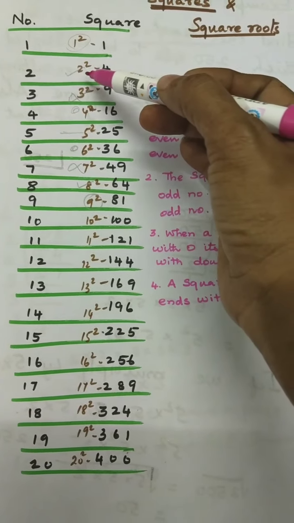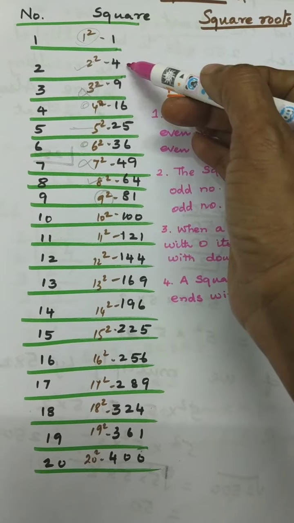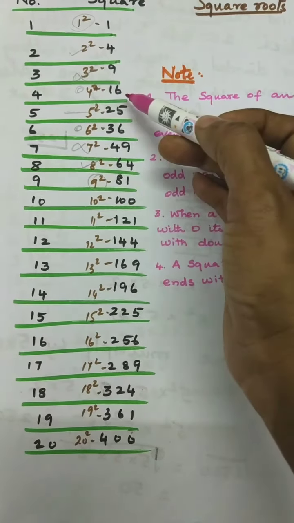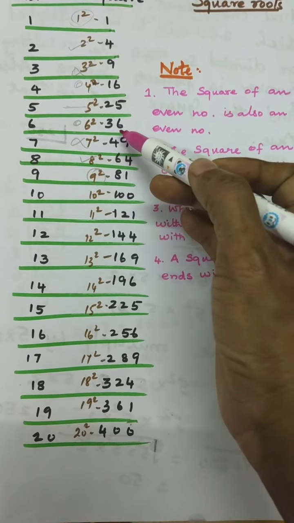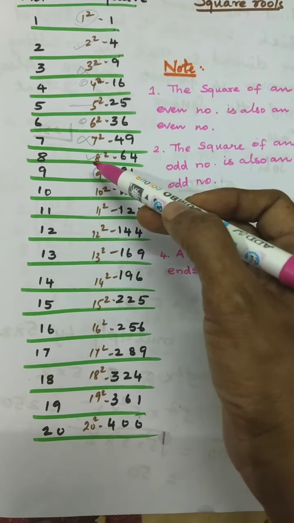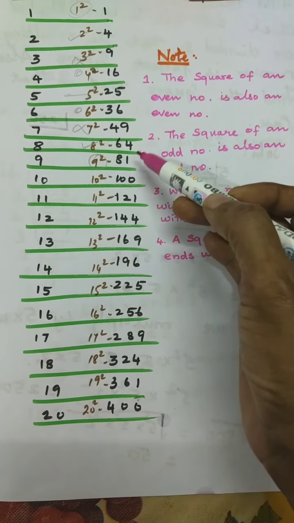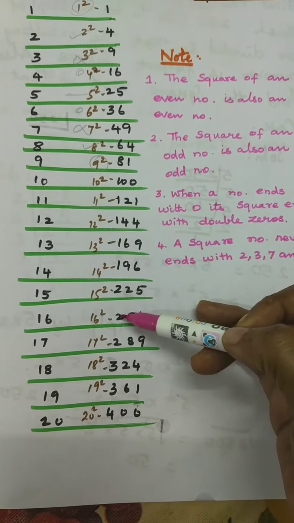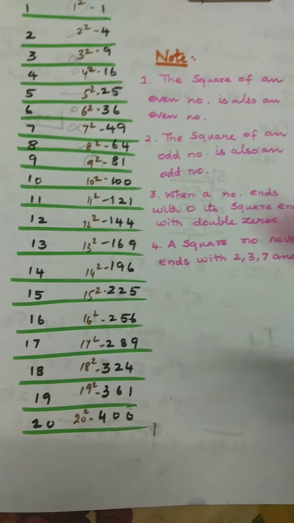See, this is an even number. The square of 2 is 4, that is also an even number. 4 square is 16, that is also an even number. 6 square, 36, is an even number. Then 8 square, 64, is an even number. 10 square, 100, is an even number. Like that, for even numbers the answer is even.